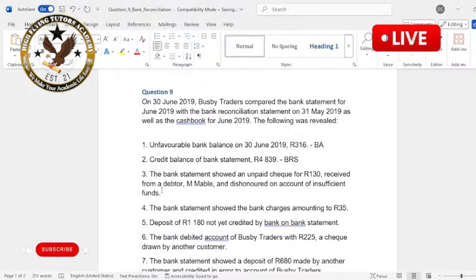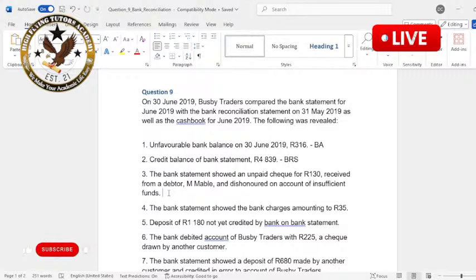Let's go to the next transaction right there. The next transaction says the bank statement showed an unpaid check for 130 received from a debtor, Mabel, and dishonored on account of insufficient funds. So the bank statement shows something, it means the bank account does not show it. It is there in the bank statement and it is not there in the bank account. It means we need to record this transaction in the bank account.